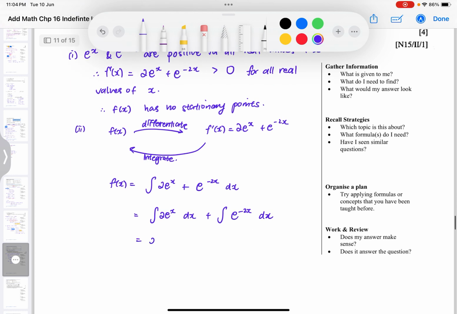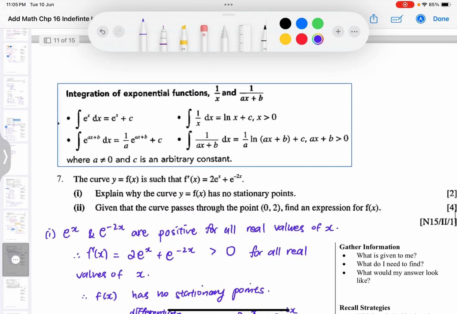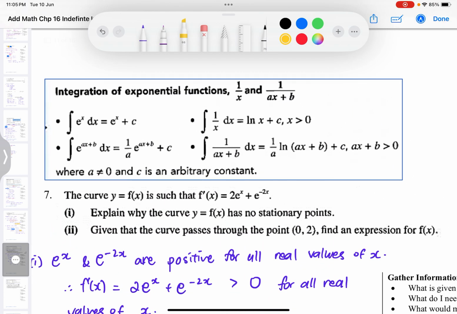Then taking out the constant, integrating e^x is just e^x, because when you differentiate e^x, you get back the same thing. So when you integrate, you get back the same thing. And for e^(-2x), when you integrate this, you will get negative half e^(-2x), and then you add the constant. So why is this the case? If you refer to the formula above, it is this formula.